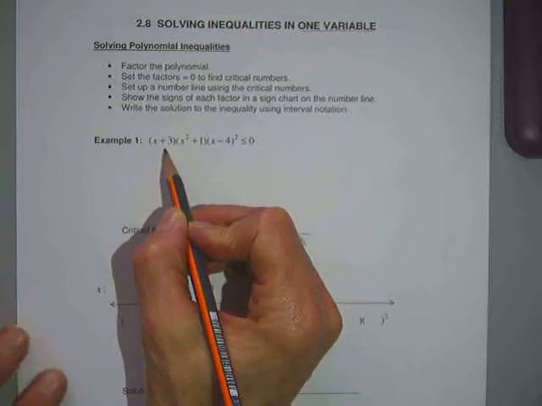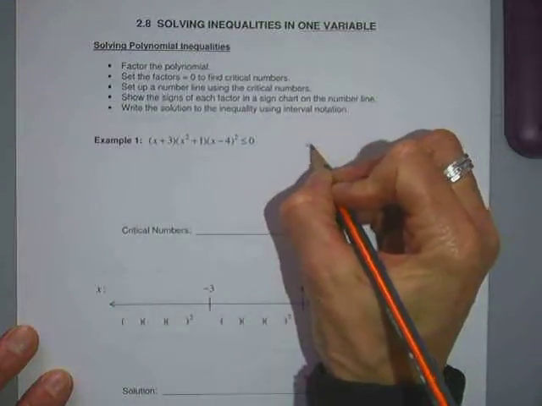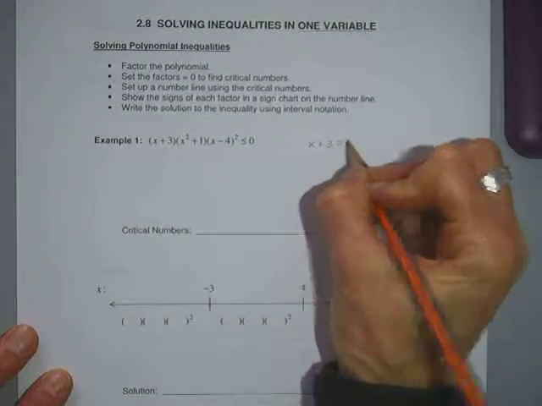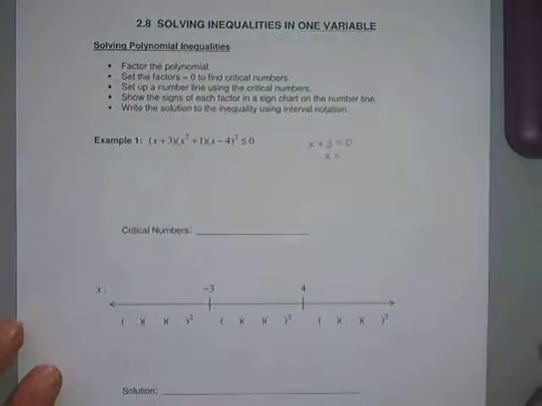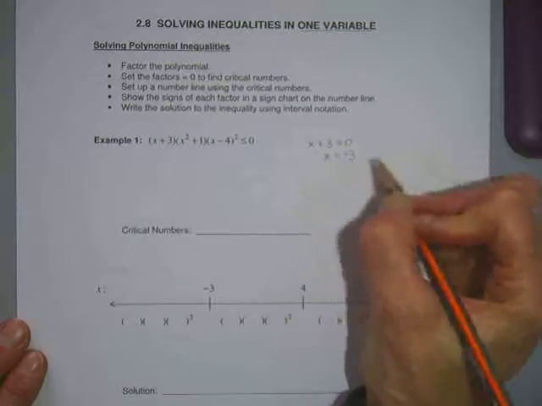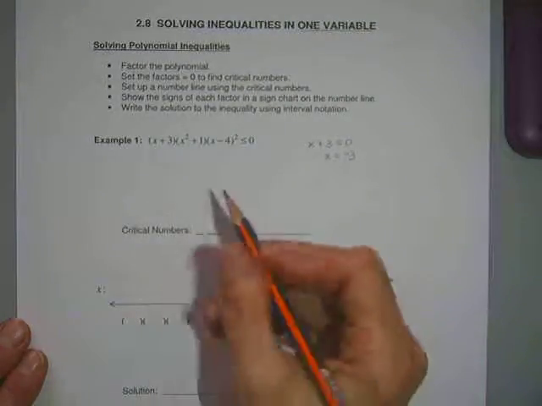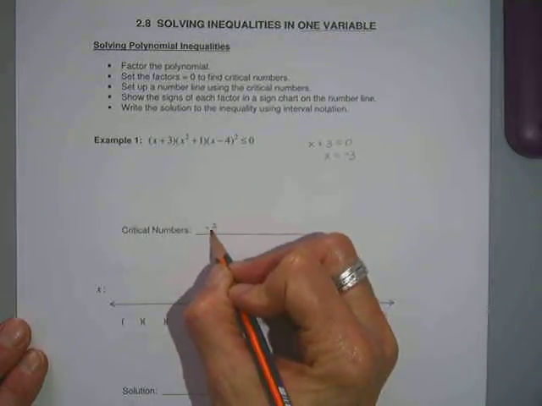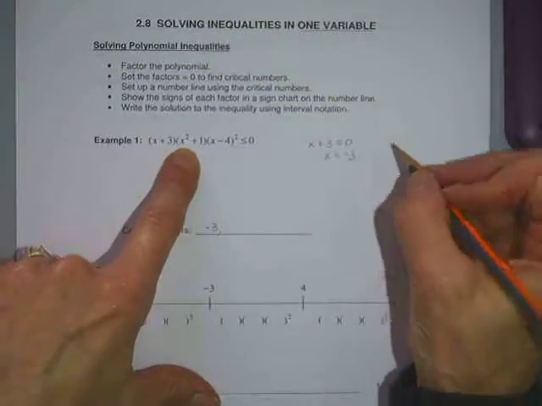Okay. Set each factor equal to 0. X plus 3 equals 0. So what does that mean x equals? -3. Yep, you got it. -3. So, one of my critical numbers is -3.